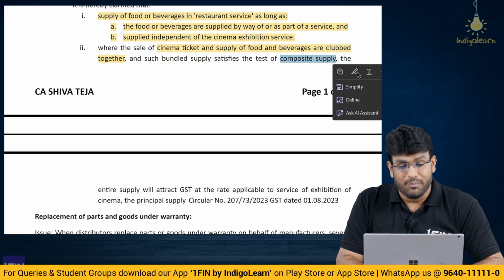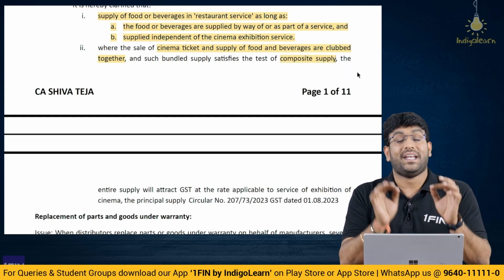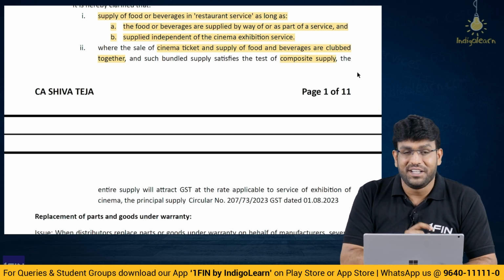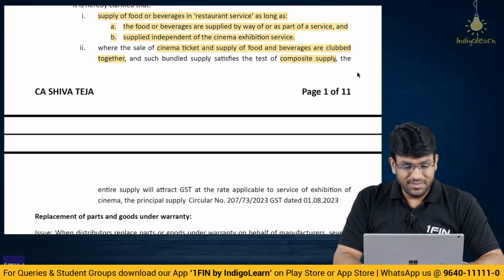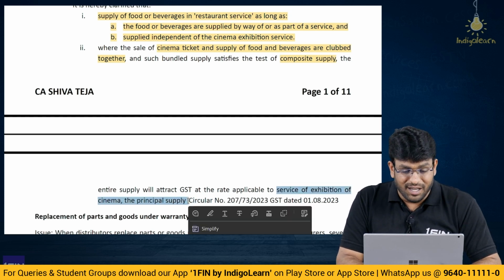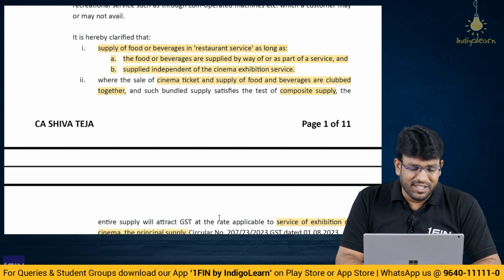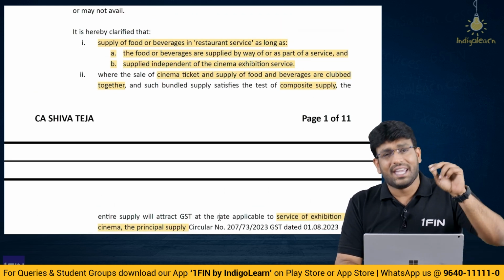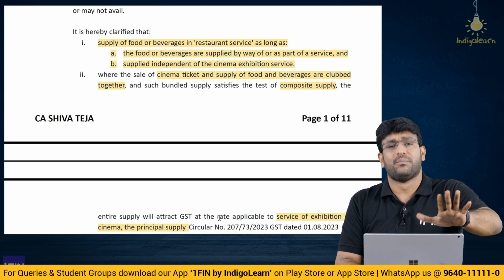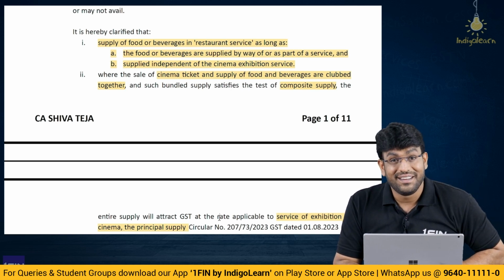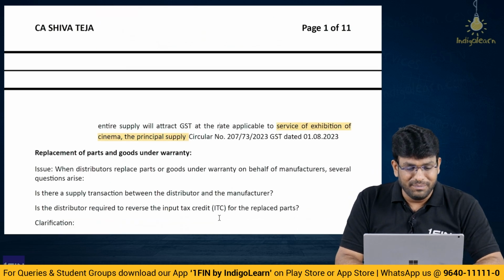And in order to call it composite supply, we all know that it must be naturally bundled and one of which is a principal supply. Then only we treat them as composite supply. The entire supply will attract GST at the rate applicable to service of exhibition of cinema because that is the principal supply. Already I covered this point in the previous attempt amendments video itself. I brought this again here only for reiteration purpose because it is highly possible that this point may come in the examination again. Yeah? Good. Next amendment, my dear friends.